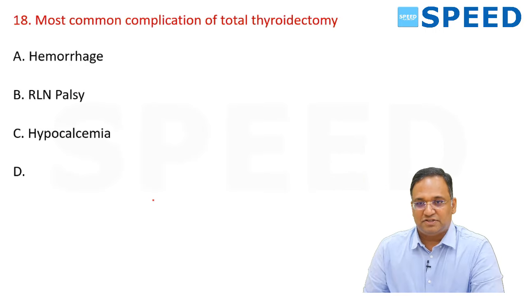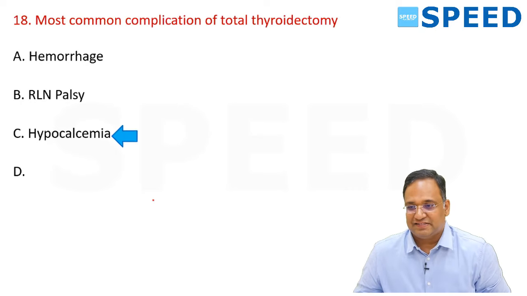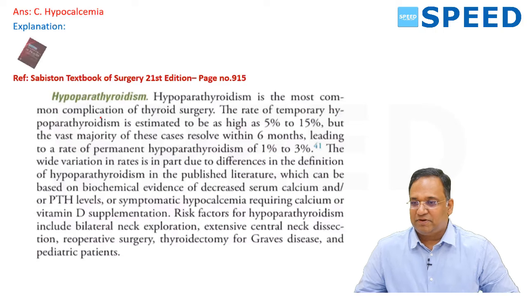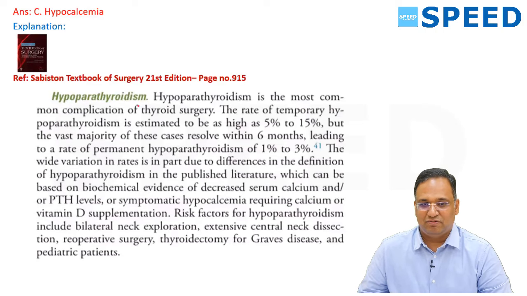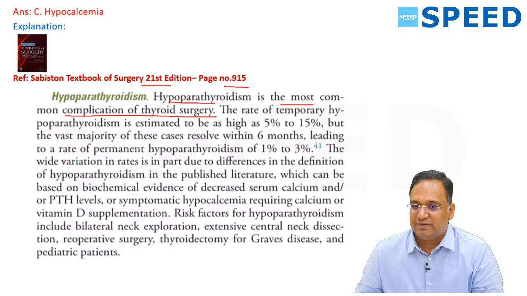Most common complication of total thyroidectomy. What is the answer? The right answer is hypocalcemia. Improper hemostasis might cause hemorrhage, but not the most common. Hypoparathyroidism, Bailey and Love 21st edition, page number 915. Hypoparathyroidism is the most common complication of thyroid surgery. It's a very, very basic point, and that is the cause of hypocalcemia.